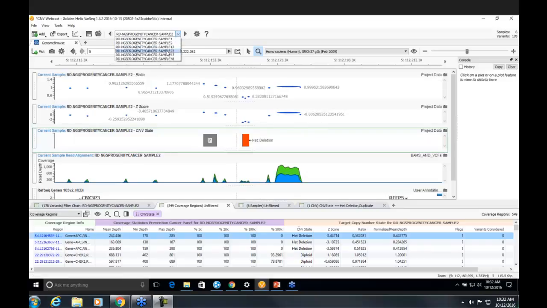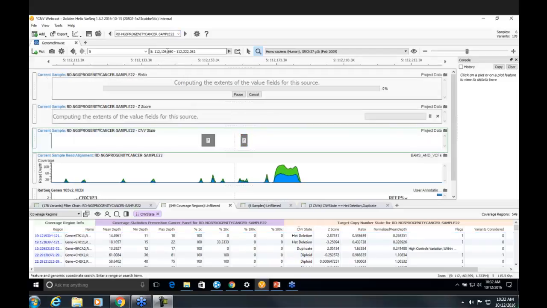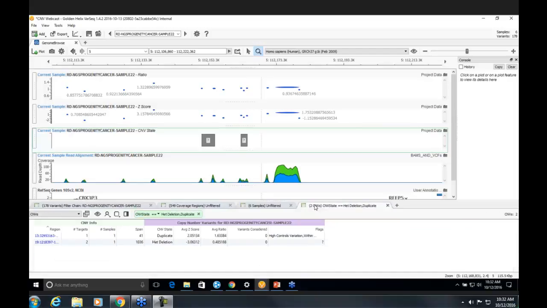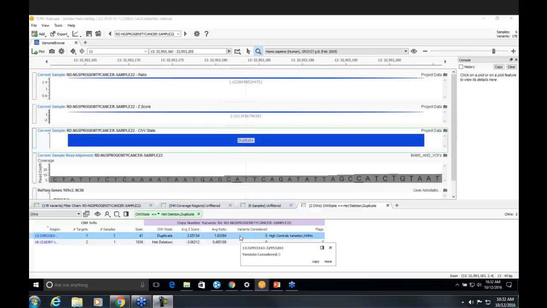Let's look at sample number 22. You'll notice that as we switch to sample 22, our plots automatically update to reflect that sample. And we'll see that for sample number 22, we had 2 CNVs that were called. The first is a duplication event. Let's look at this duplication event in sample number 22. We'll see it's a single exon event.